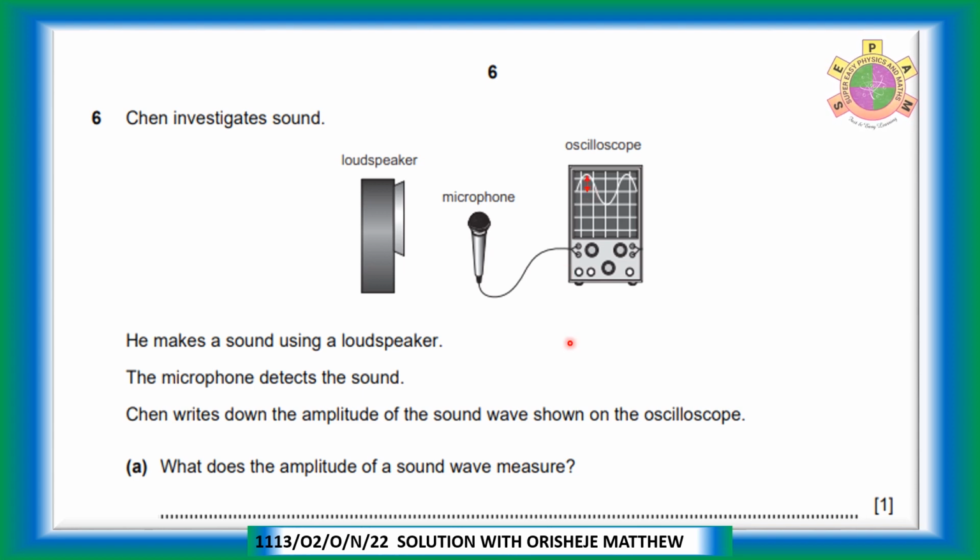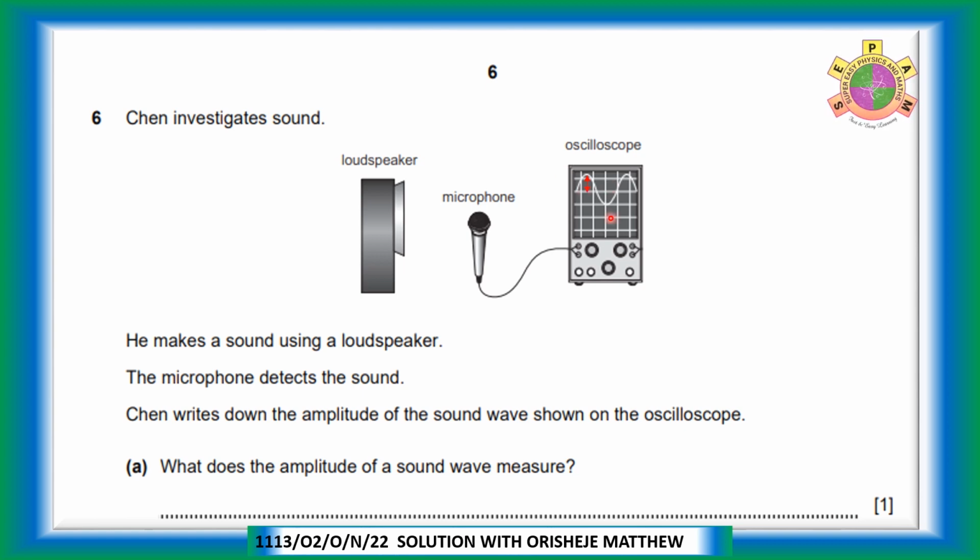He decides to position the speaker at different distances from the microphone. So the microphone is the detector, while the speaker is the source of the sound. He's trying to investigate how the distance from the microphone will affect the loudness of the sound. So what does the amplitude of the sound wave measure? The amplitude of the sound wave measures the loudness.